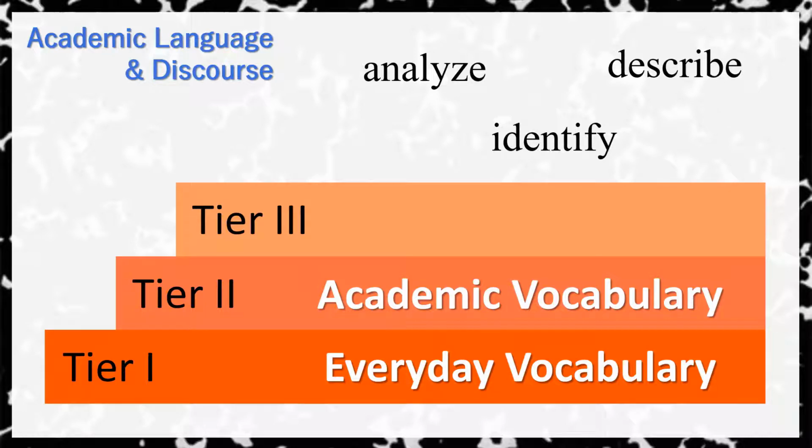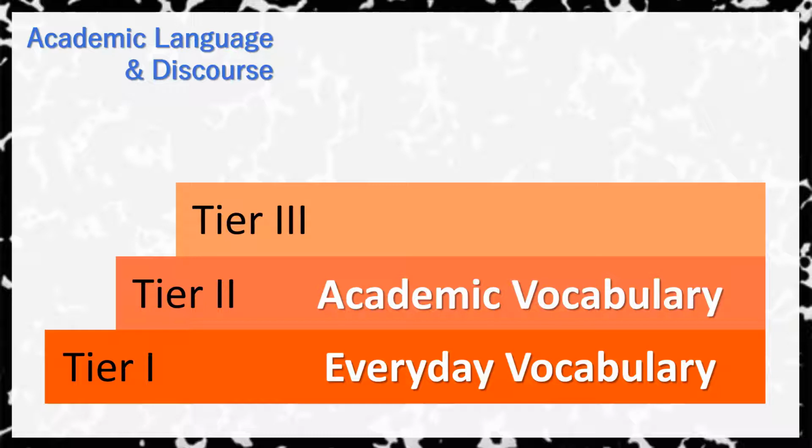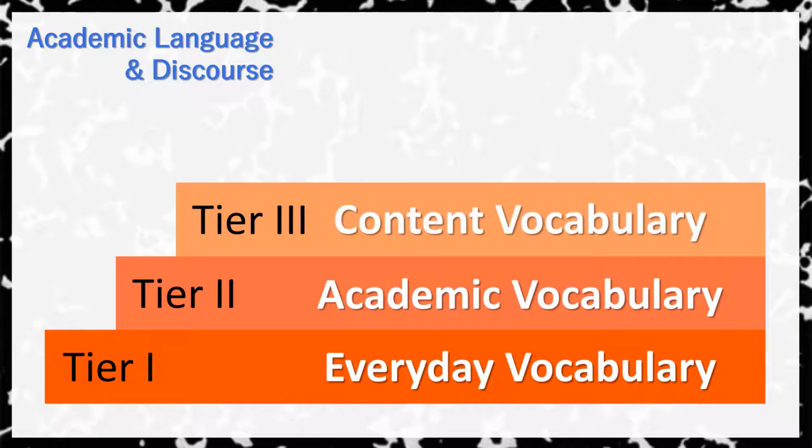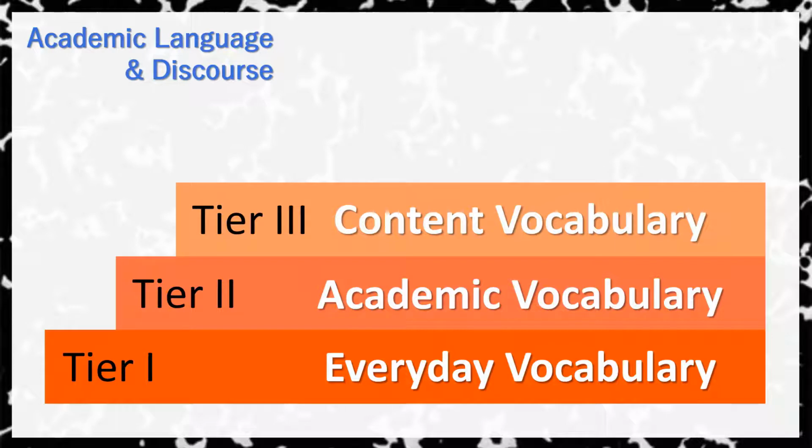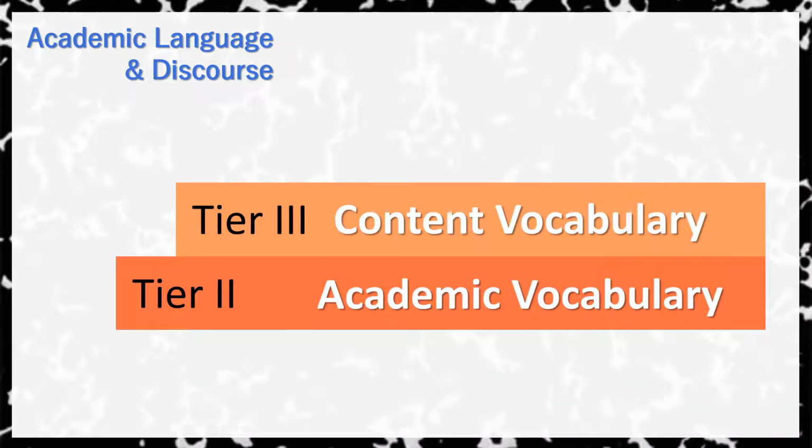Tier 3 words are the vocabulary terms associated within specific content areas. They are more technical and often represent key concepts from the content areas. They include words such as circumference, democracy, and photosynthesis. Students need both Tier 2 and Tier 3 vocabulary terms as they acquire academic language.